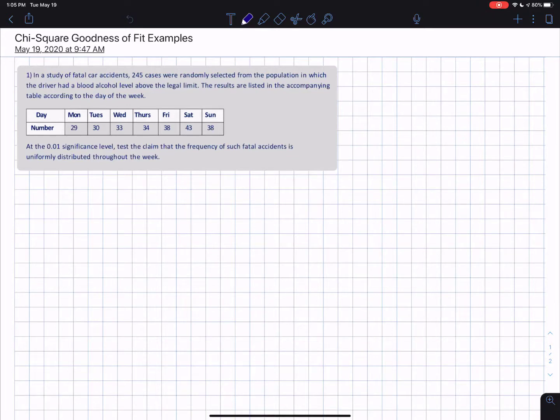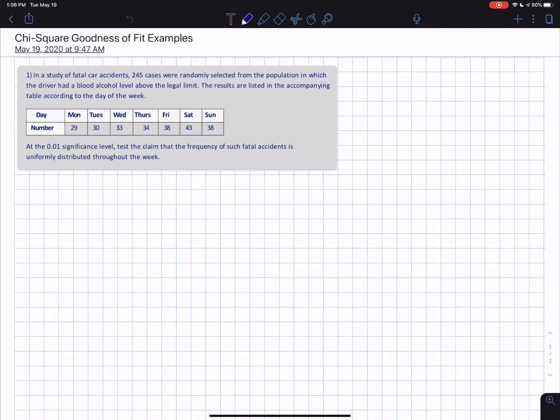In a study of fatal car accidents, 245 cases were randomly selected from the population in which a driver had a blood alcohol level above the legal limits. The results are listed in the following table. So, as we all know, the given information in the problem here is labeled as O's, the observed frequencies. So the number of O's here is O1 is 29, O2 is 30, O3 is 33, and so on.